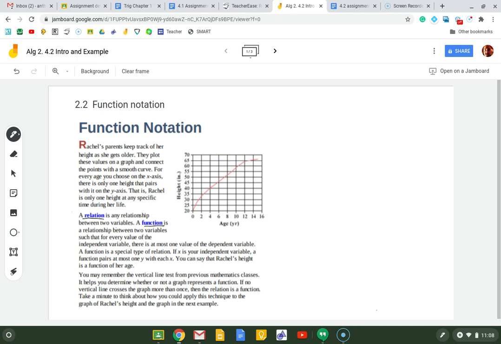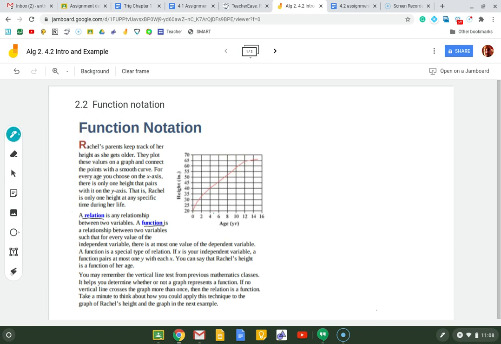You may remember the vertical line test from previous mathematics classes. It helps you determine whether or not a graph represents a function. If no vertical lines cross the graph more than once, then the relation is a function. Take a minute to think about how you could apply this technique to the graph of Rachel's height and the graphs of the next example.